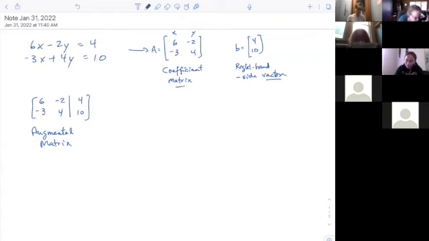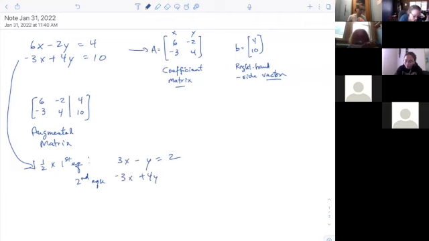Okay, so I'm going to move down here. I'm going to multiply the first row, or the first equation, by, let's say, a half. So I'm going to do a half times the first equation, and I get 3x minus y equals 2. And then I'm going to leave the second equation alone, and it's -3x plus 4y equals 10.